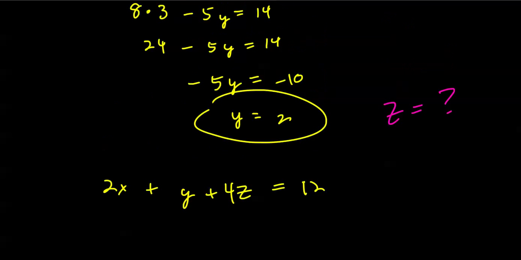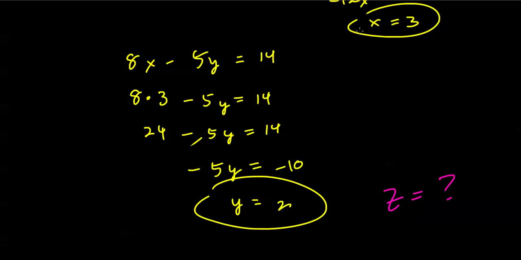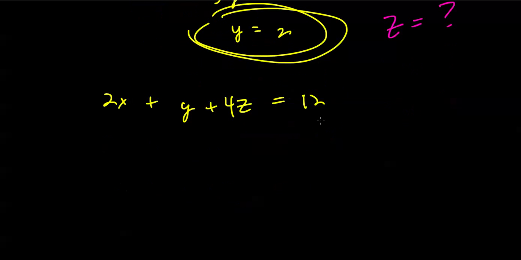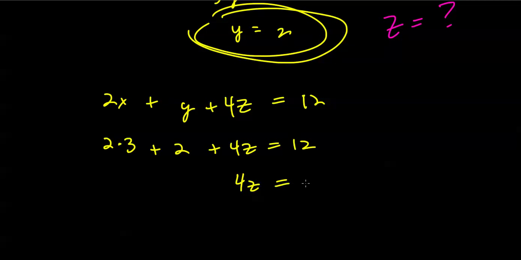I've already found out that when x is 3, y must be 2, so I can plug those values in. When x is 3, y must be 2, and then I can solve for the missing third variable. 6 plus 2 is 8. If I subtract 8 from both sides, I'll get 4z equals 4, and of course z equals 1.